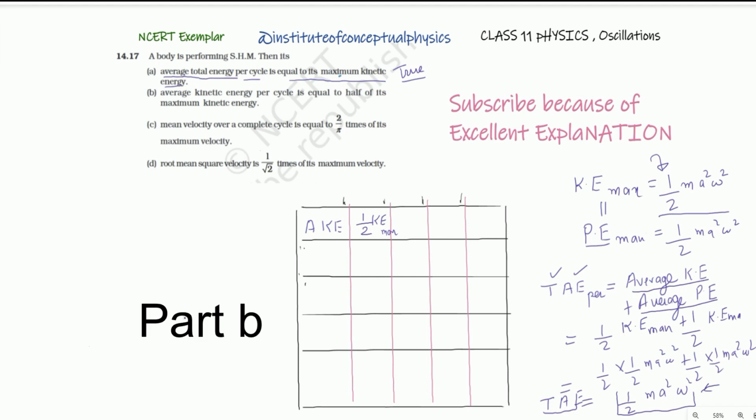The second part is the average kinetic energy per cycle. The average kinetic energy per cycle is equal to half of its maximum energy, which is also true. We've already studied this, right? So this is true already. You can see the factor of 1/2 getting applied, right? So straightforward. This is also true.